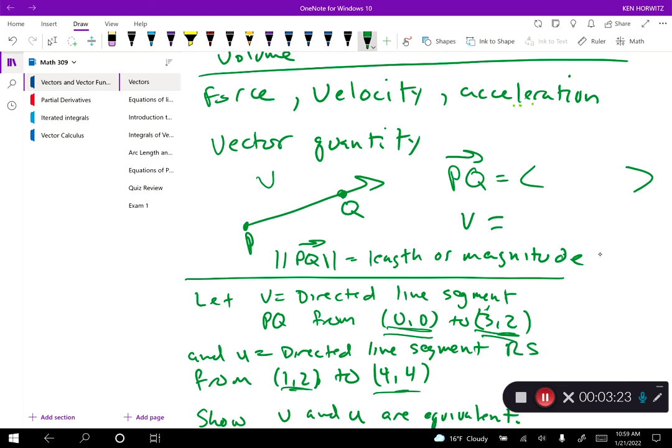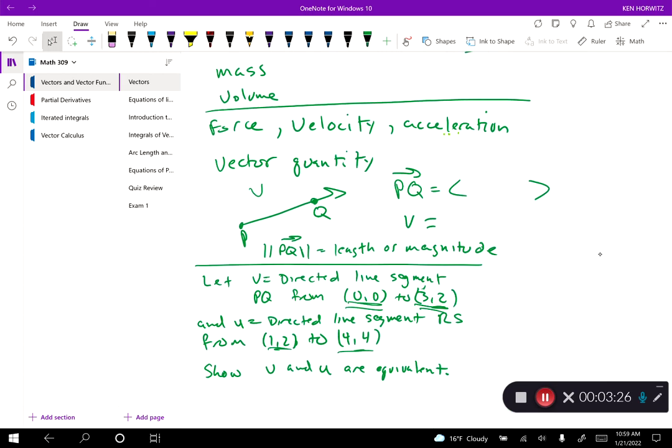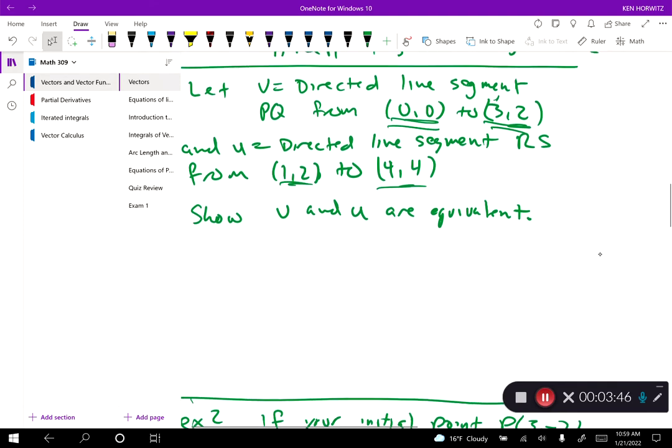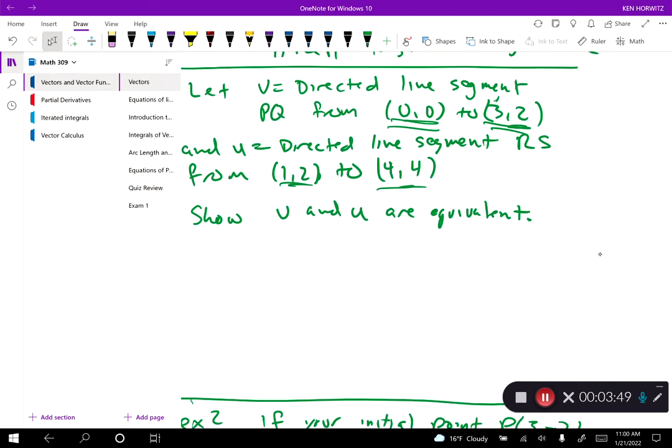Other things that we can do. I'm just going to shrink that up a little bit, because what I'll tell you is that if we have two vectors that are equivalent, write this down, they'll have the same magnitude and the same direction. So off of that, let's go to the first example. Let V be the directed line segment PQ from (0, 0) to (3, 2). Let U be the directed line segment from (1, 2) to (4, 4). Show that U and V are equivalent.